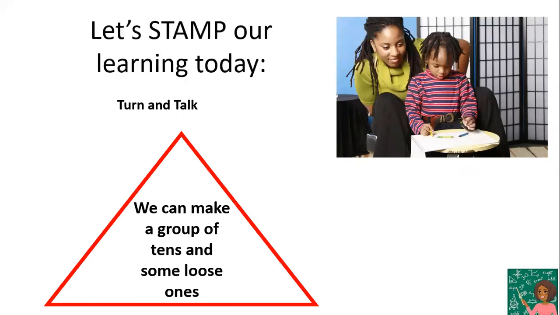Here's what Ms. Lander came up with. We can make a group of 10s and some loose 1s using our 10 frame. That's how we were able to find our total. When we counted our 10 frame, we had 1 full 10 frame and some loose ones. When we added all of our dots together, we were able to find our total.